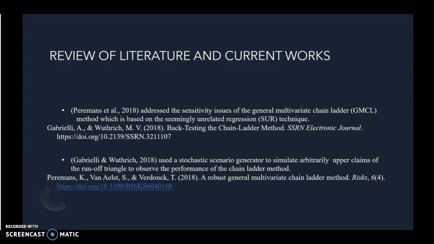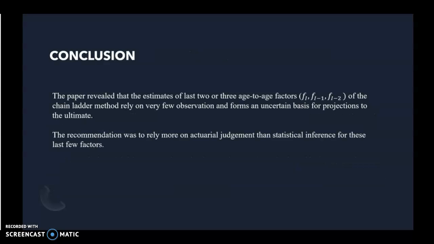And the conclusion of the author is that the last 2 or 3 age-to-age factors of the chain ladder method do not rely much on claim observation, so making inference from them may not be very accurate. So he recommends using actuarial judgment instead of relying on statistical inference.